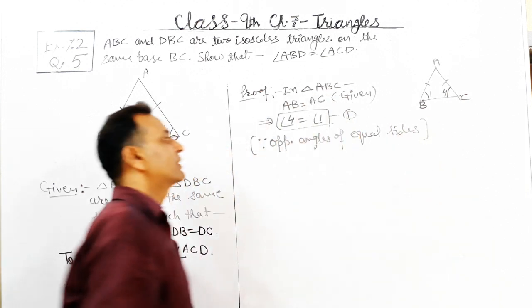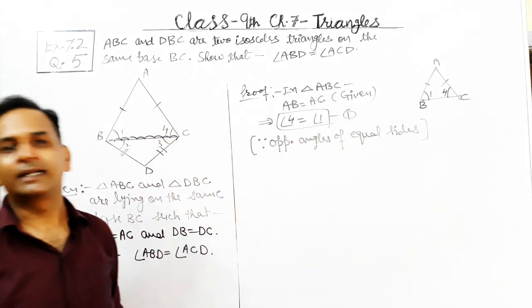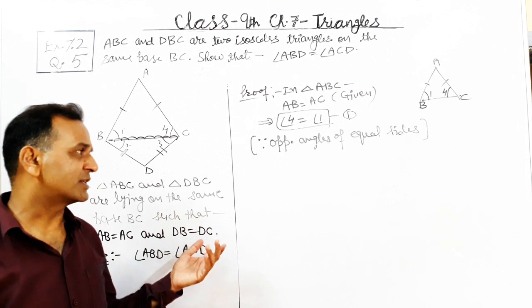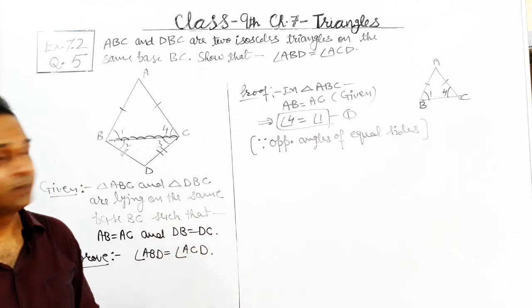Opposite angles of equal sides in a triangle are equal. It is very easy. You can say rule theorem 7.2.